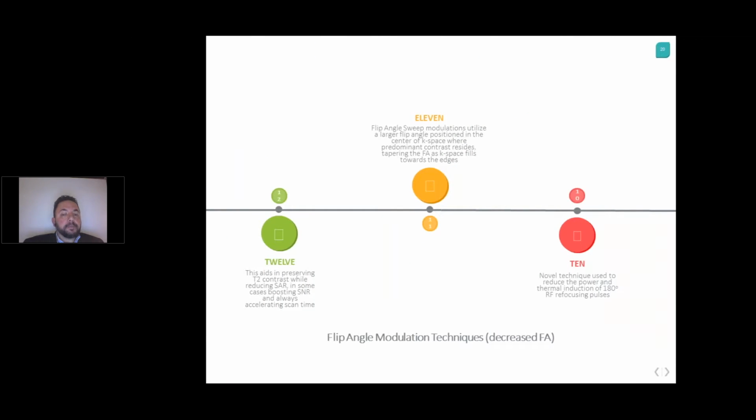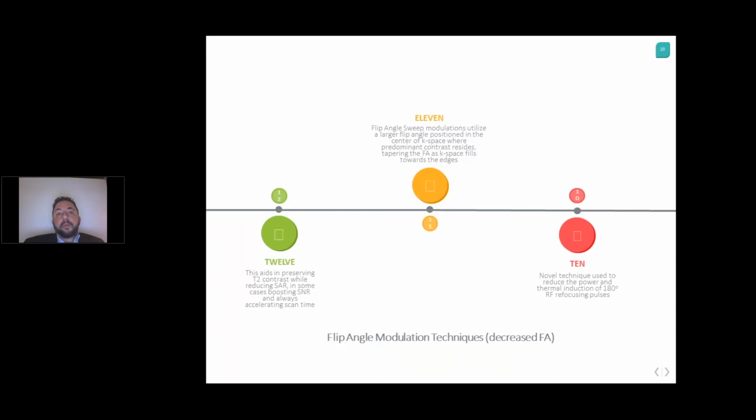Other mechanisms of reducing SAR, and one of probably my favorite techniques, is a flip angle modulation technique. By employing a decreased flip angle and reducing the thermal induction of the 180-degree refocusing pulses, we're reducing the amount of power that is imparted to our patient.